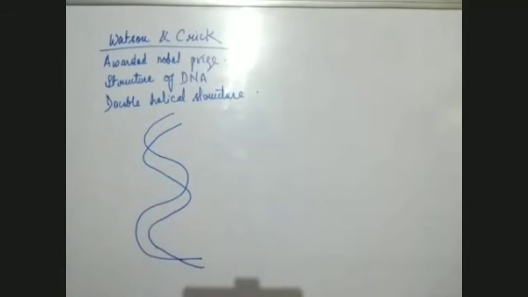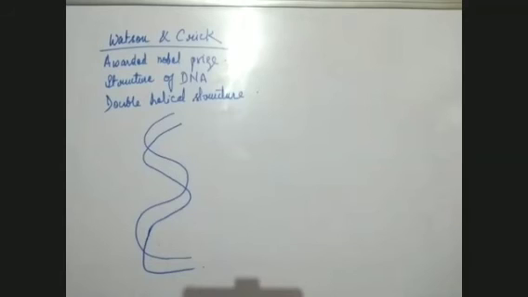The structure which they gave was somewhat like this, the double helical structure of DNA. Now, just a minute, it is a little wrong from here. It has to go like this. Somewhat like this. So this double helical structure of DNA was given by Watson and Crick.